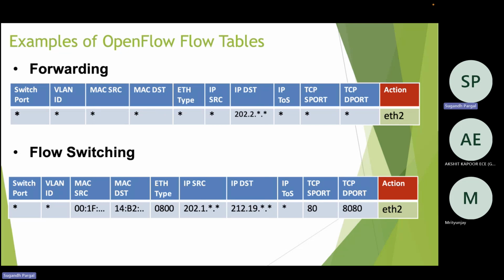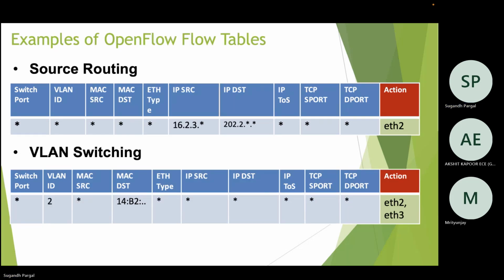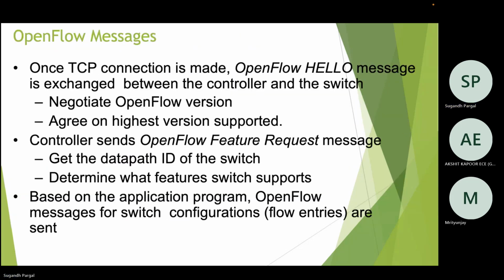Similarly, we have the forwarding, flow switching, source LAN switching. So once the TCP connection is made, an OpenFlow hello message is exchanged between the controller and the switch. It negotiates the OpenFlow version and agrees on the highest version supported.